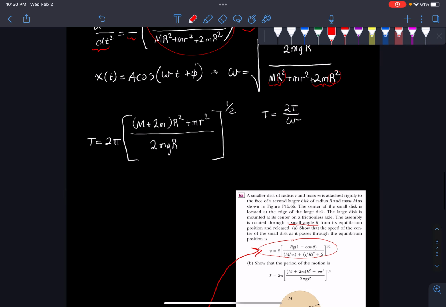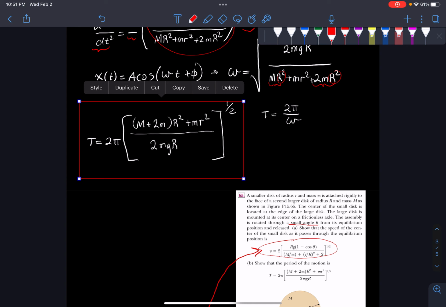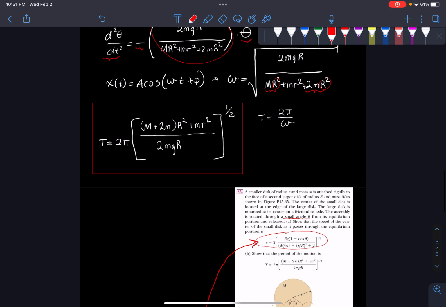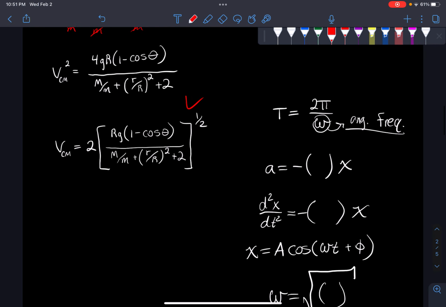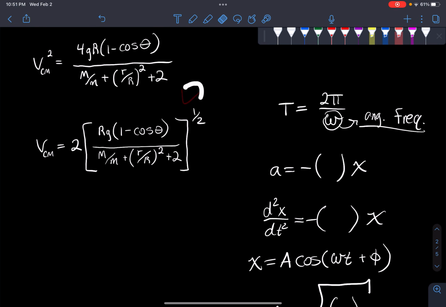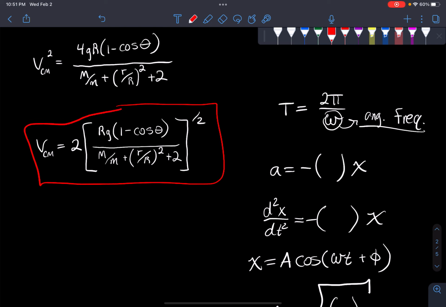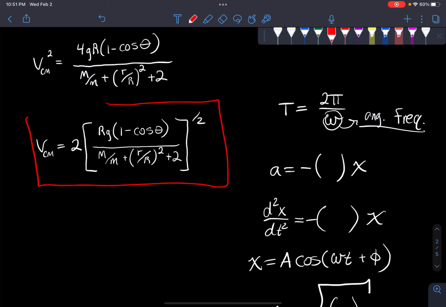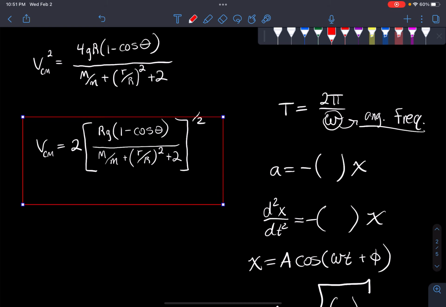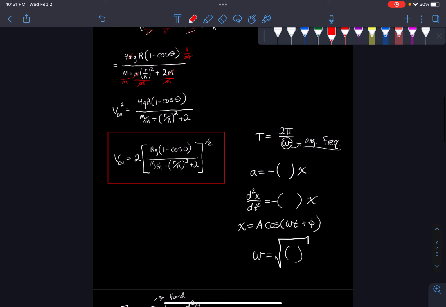Okay, well, that shows that the period of the system is equal to this expression, and then the velocity of the center of mass of the smaller disk is this expression at the moment it passes through equilibrium.